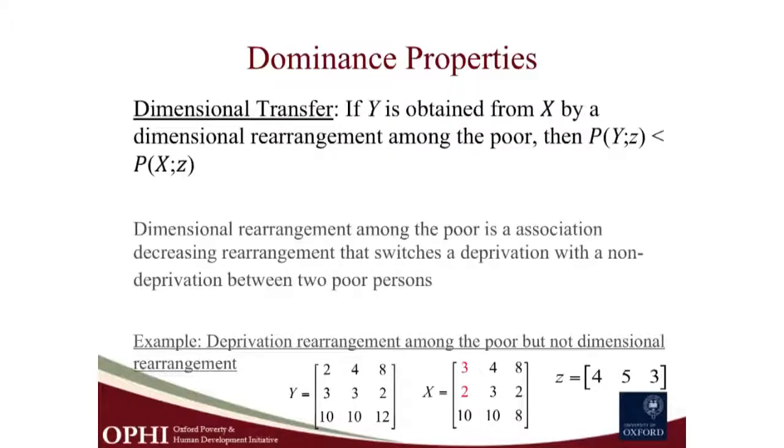Okay? Here you are both deprived, both receive a value of 1 and 1. So deprivation and non-deprivation has not been switched. So this is a deprivation rearrangement definitely, but not a dimensional rearrangement. So this property will be much more clear again when the adjusted headcount ratio is introduced. So you will be able to see this property much more clearly than just here in an abstract way.